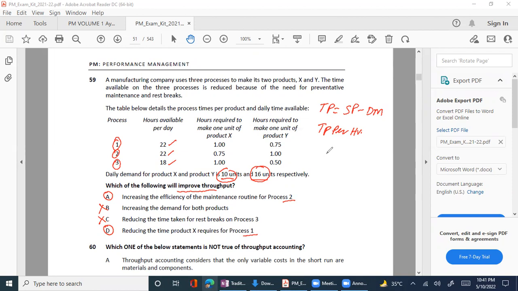So if we take product X, department 1 has 22 hours and X needs 1 hour in department 1. So 22 units can be produced. And if we go for department 2, 22 divided by 0.75. What will be the answer?